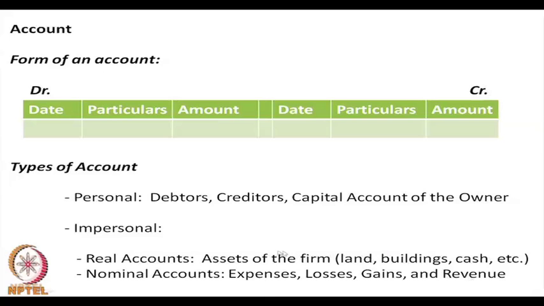We shall later show that for all real accounts and for all personal accounts, the debit side total equals the credit side total, whereas for nominal accounts it is not so. These accounts help in finding out the profit in a particular period, whereas real accounts and also personal accounts help in developing the financial statements of a company. These details will be discussed in the future.